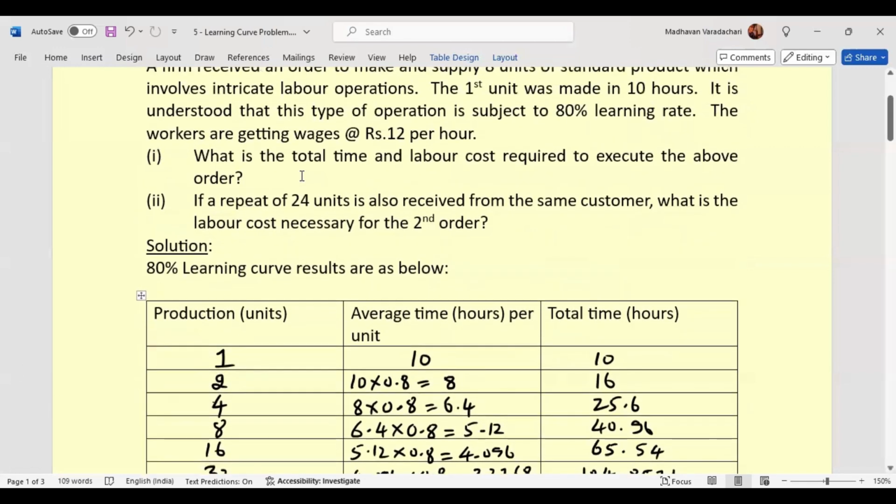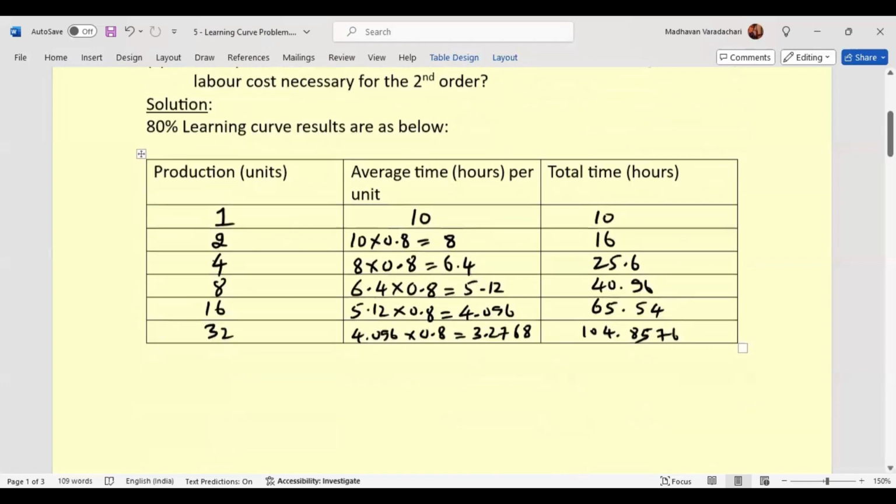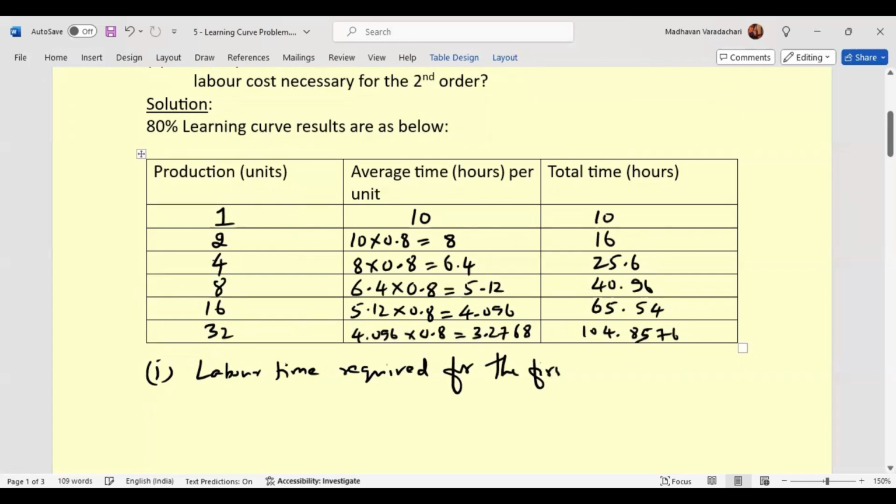Now let us see what is the first question. To execute the above order. Above order means 8 units. So that is already done by us. First one, labor time required for the first 8 units is, I will say, total labor time, 40.96 hours.